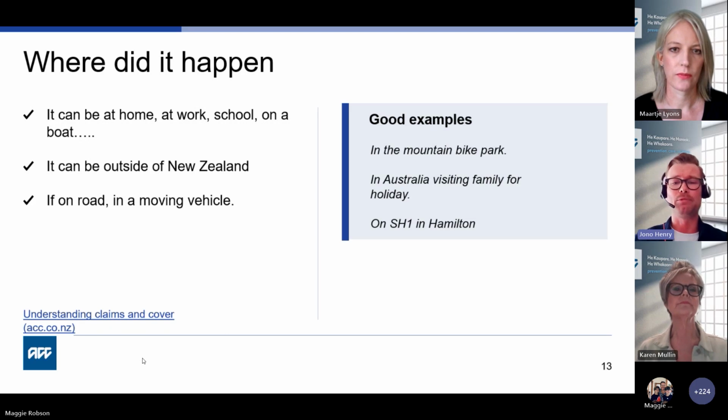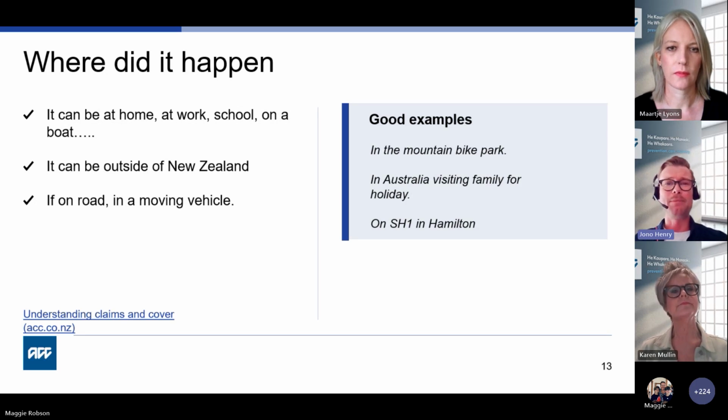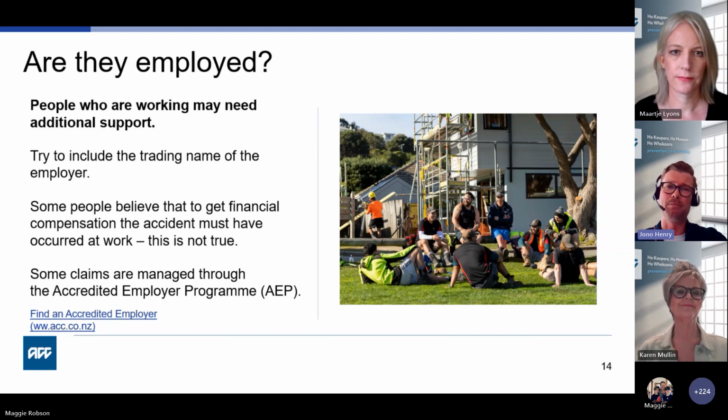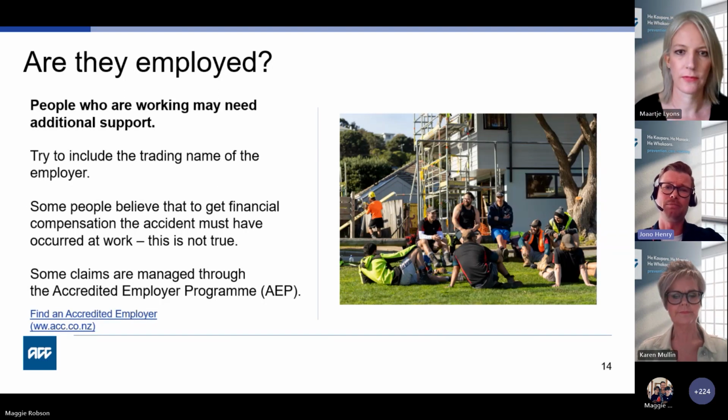You can see some good examples on the right-hand side of this slide, which helps us determine the location of injury. We understand that there may be times where explaining the scene is difficult, but just try and give us as much detail as you can if you're unsure. Now I'm going to hand over to Marcia to discuss the employment section, as this can only be completed by a medical practitioner. So over to you, Marcia.